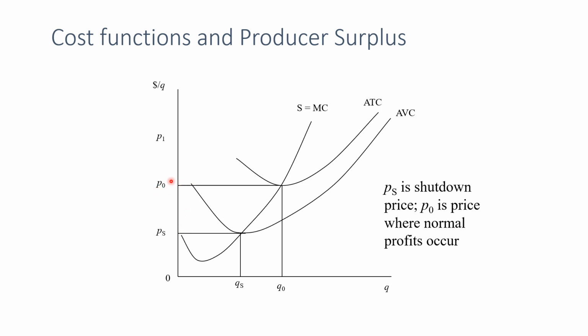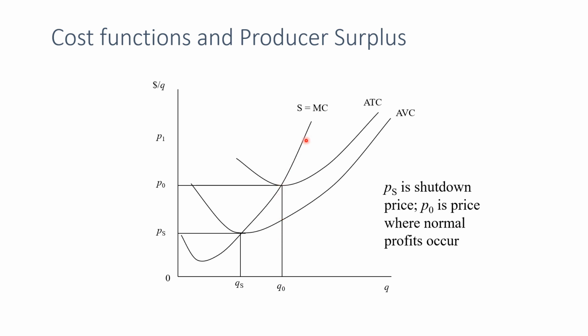At the point P0, if the price is P0, at that point Q0 is produced and it breaks even. In other words, it covers both the variable cost and the fixed cost. Any price above that, let's say P1, earns the firm some kind of a profit. Now notice that the quantity that is produced is always given by the price equal to the marginal cost.